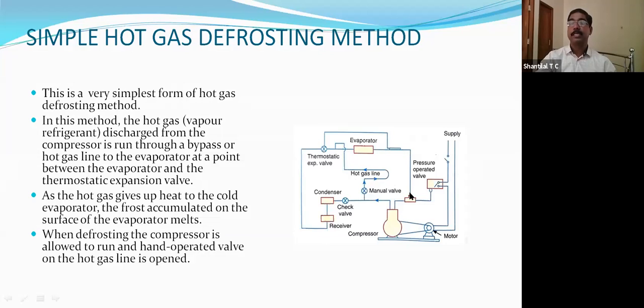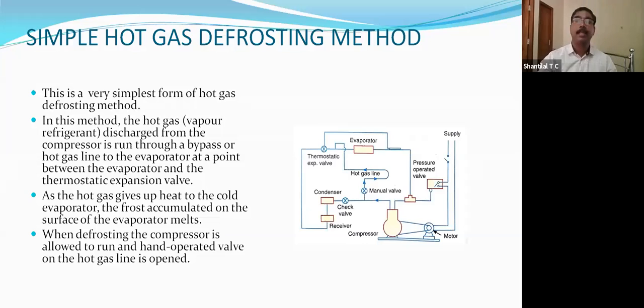So this is the normal cycle. Once again I am repeating. If you need defrosting, open the valve of the bypass line, the hot gas line. When it is opened, some gas goes to the condenser and some gas also goes to the evaporator through the hot gas line. When hot gas is entering the evaporator, the frost is melted. In this way the frost is melted. This method is known as the simple hot gas defrosting method.